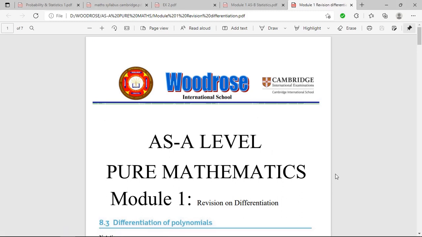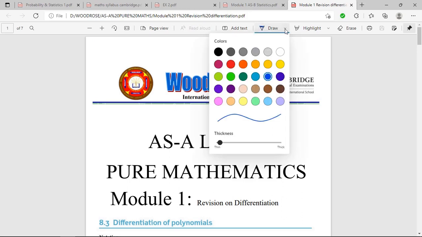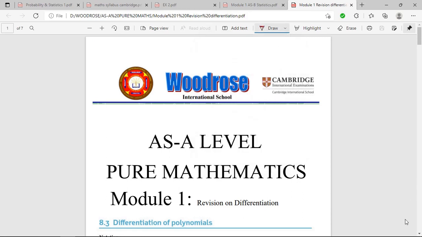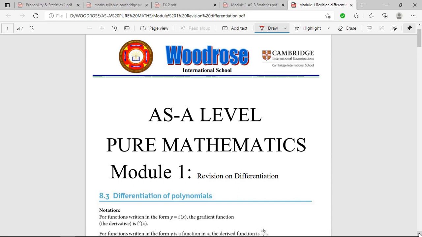Right, this week we are going to look at differentiation, revision on differentiation. You have done differentiation, but in this case we want to revisit it. So we are going to discuss the concepts on differentiation, then we will look at the application later. On differentiation, we are going to first start with the differentiation of polynomials.